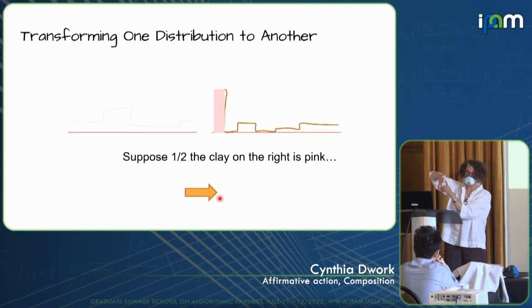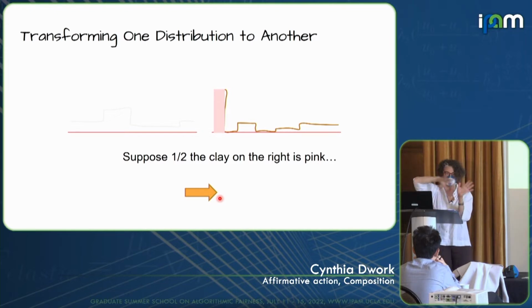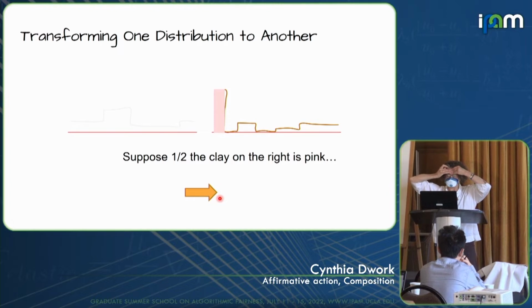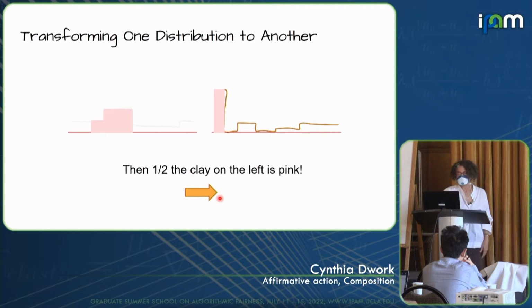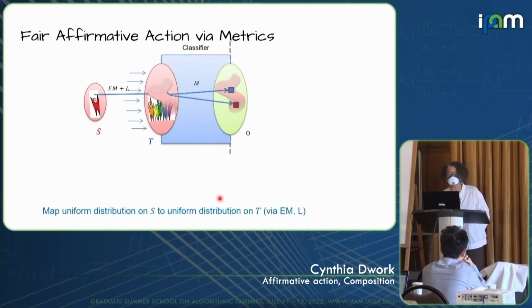So if a third of the people in T are going to be accepted to whatever, then after the mapping, a third of the people in S will also get accepted, because they got mapped to, uniformly into T. We're covering all of T. So, yeah, this is right. Okay. Good. So, again, if half the clay on the right is pink, then half of the clay on the left is pink. So that's going to be a notion of what we're calling fair affirmative action.